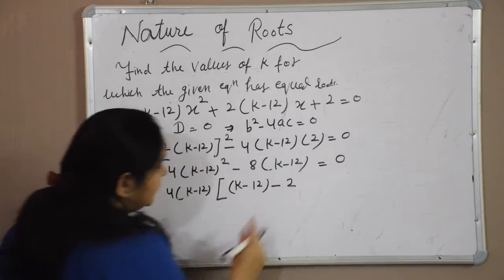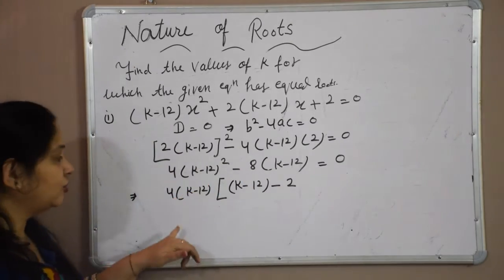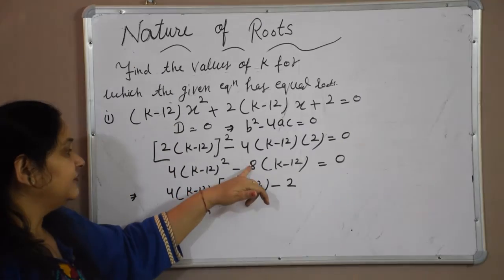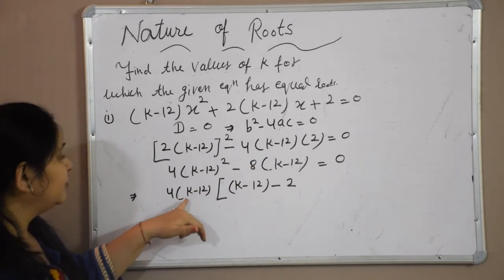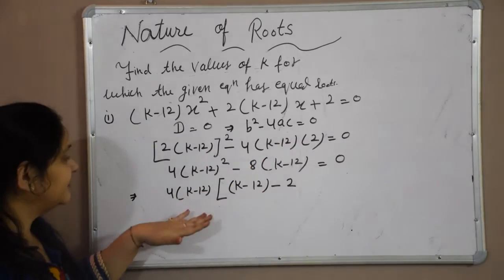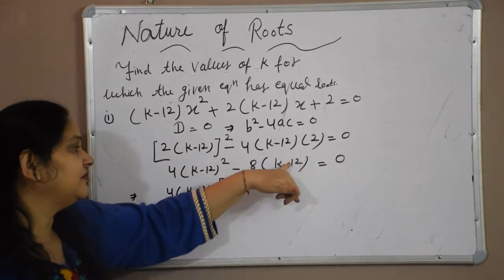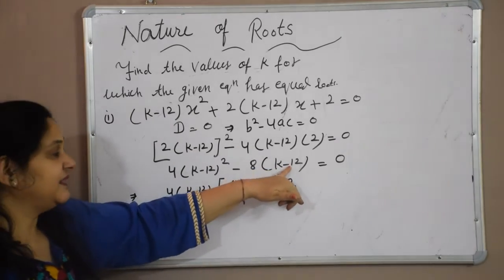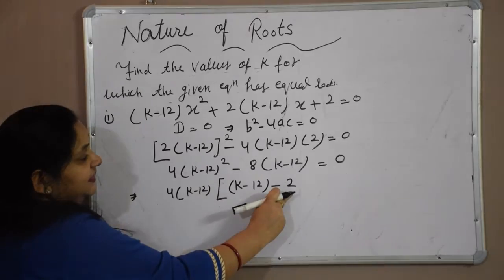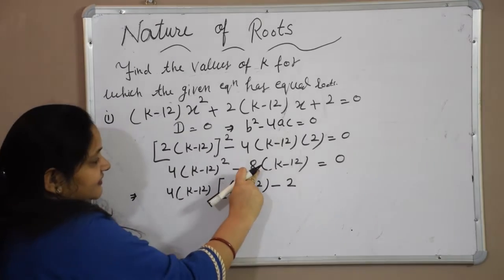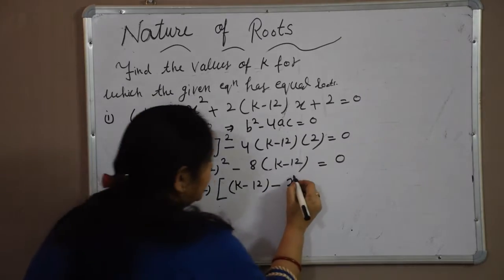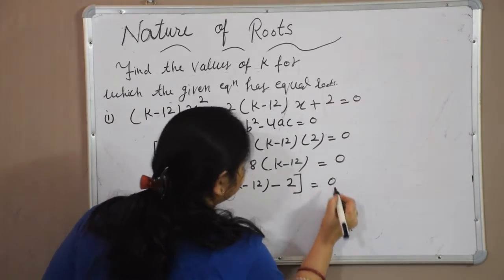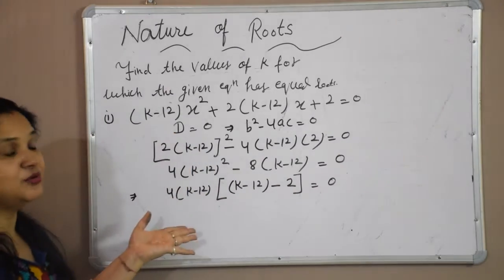So divide. Whenever we are taking something common, what we are doing? We are dividing. So we are dividing this whole number with 4 into k minus 12. So whenever we are dividing, this k minus 12 is cancelled with k minus 12, and we are left with only 2, because when we divide 8 by 4, we are left with 2. So now I think you got how we can make things easy also.